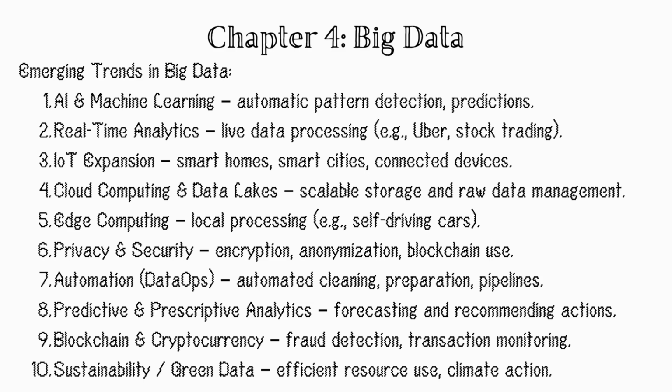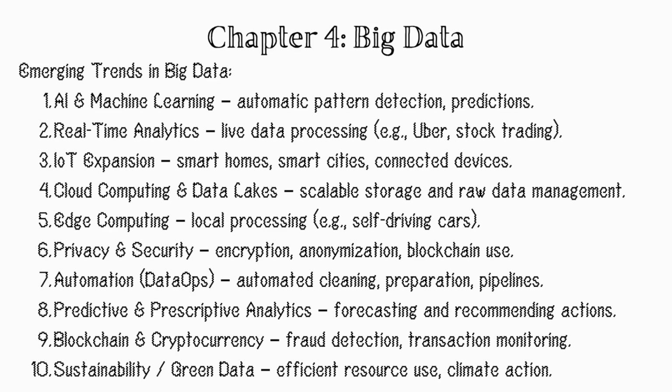The Internet of Things is growing rapidly. Billions of devices, from smartwatches to industrial machines, are connected and constantly generating data. This trend means smart homes that adjust lighting and temperature automatically, smart cities that monitor traffic, waste, and pollution in real time, and factories using Internet of Things sensors for predictive maintenance. The Internet of Things revolution is fueling the next wave of big data growth.